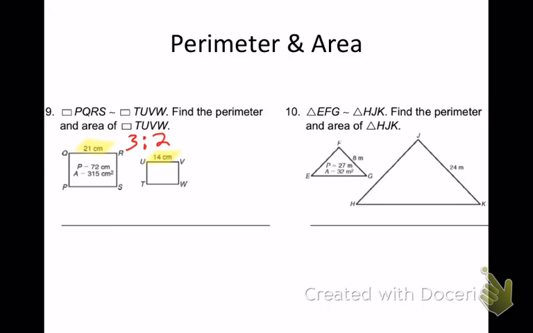So I want to find the perimeter. So I'm going to say the ratio, 3 over 2, equals, what's the perimeter of the left one? 72 over x. So 3 over 2 equals 72 over x. When I do that, my perimeter of the right rectangle is going to be now 48 centimeters. Nice job.